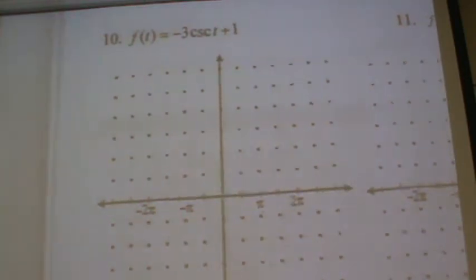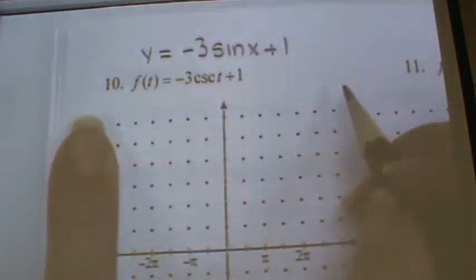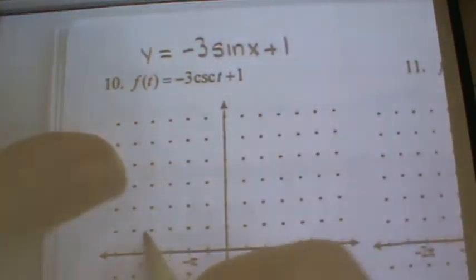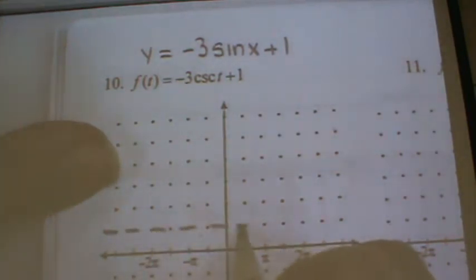Okay, what you're going to do is graph y equals -3, instead of cosecant, what's the reciprocal? Sine. So what does this look like? We did these last week. Where's your new asymptote? At 1. So you're going to draw a new asymptote here.